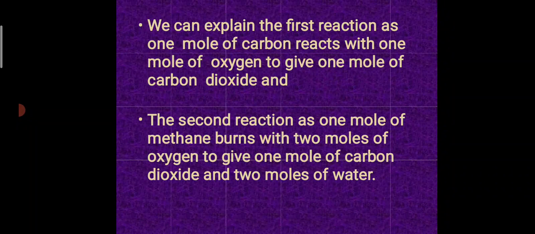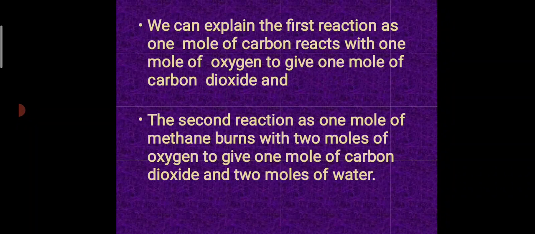So now we can explain that equation in other words. We can explain the first reaction as 1 mole of carbon reacts with 1 mole of oxygen to give 1 mole of carbon dioxide. That's all. Instead of saying 1 molecule, 1 atom, we can just simply say 1 mole because we know the value of 1 mole. But in the case of 1 molecule, we don't know how many molecules are present inside that one single compound. Yes or no? So 1 mole means we know the value of 1 mole.